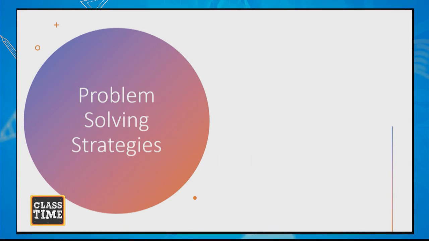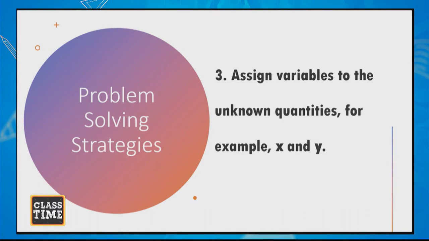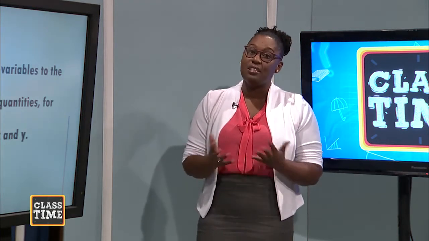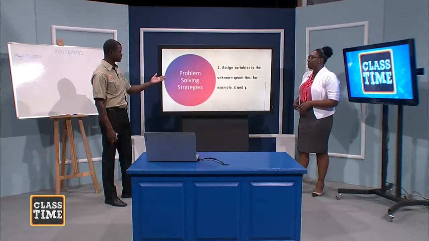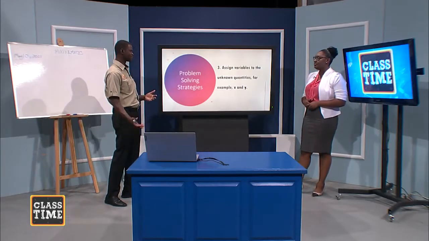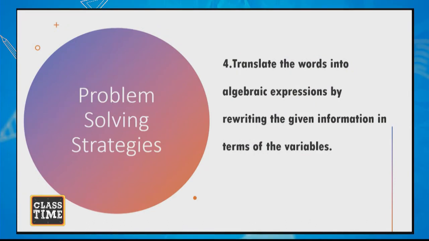Assign variables to unknown quantities, for example, x and y. So if you're reading your problem and you have some unknowns, assign some variables to these unknowns so that you can then manipulate it later on when you go to solve the question. And as you said, these are just examples, x and y. It could be any other variables that we are using.